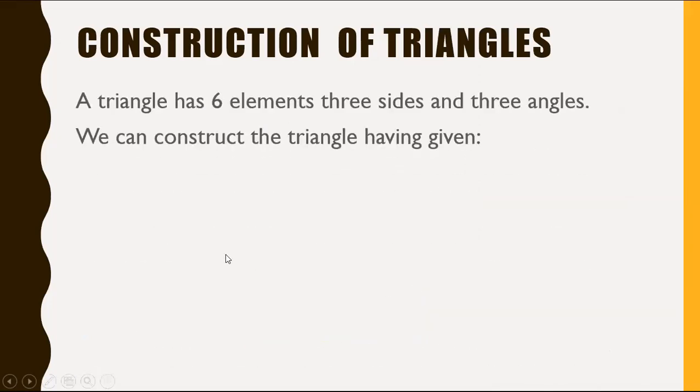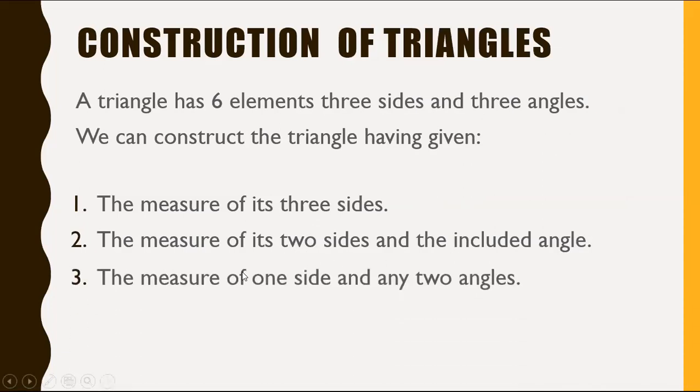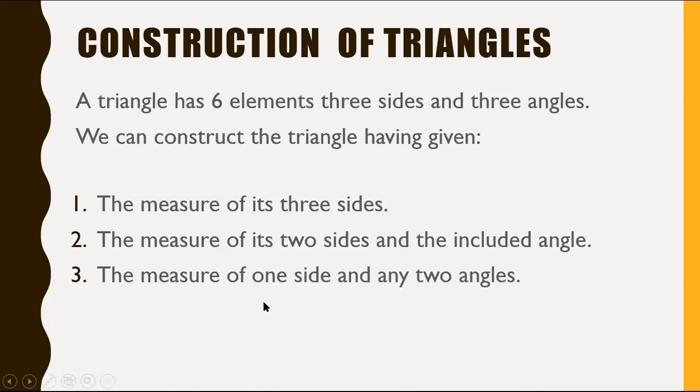So a triangle has 6 elements. 6 elements means it has 3 sides and 3 angles. So we construct a triangle given that the measures of 3 sides are given. This is case 1. In case 2, the measures of 2 sides and the included angle are given. And number 3, when the measure of one side and 2 angles are given. So there are 3 cases in which we are going to construct a triangle.